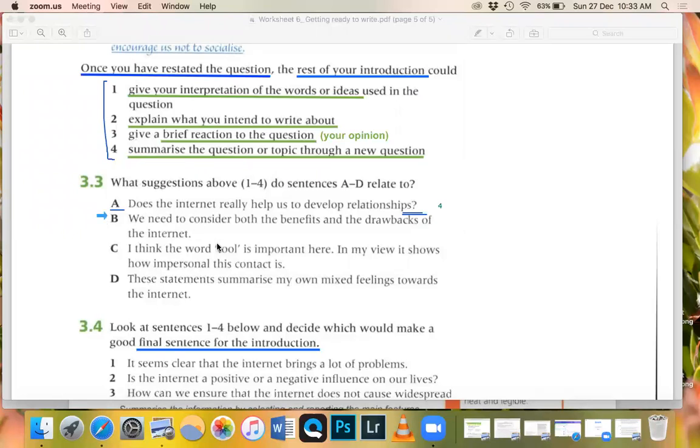We need to consider both the benefits and the drawbacks of the internet. So what am I doing by saying this? Am I giving an interpretation of one word? Am I explaining what I want to write about? Am I giving my opinion? Or am I asking a new question?